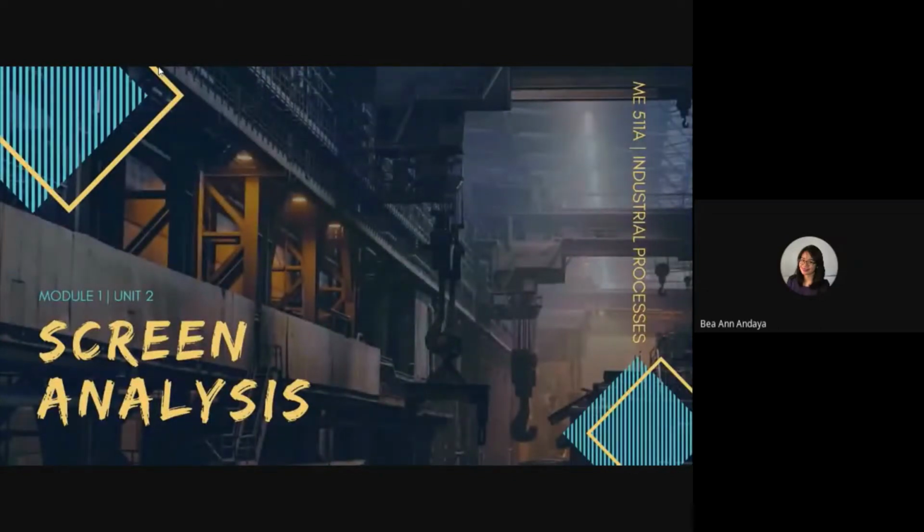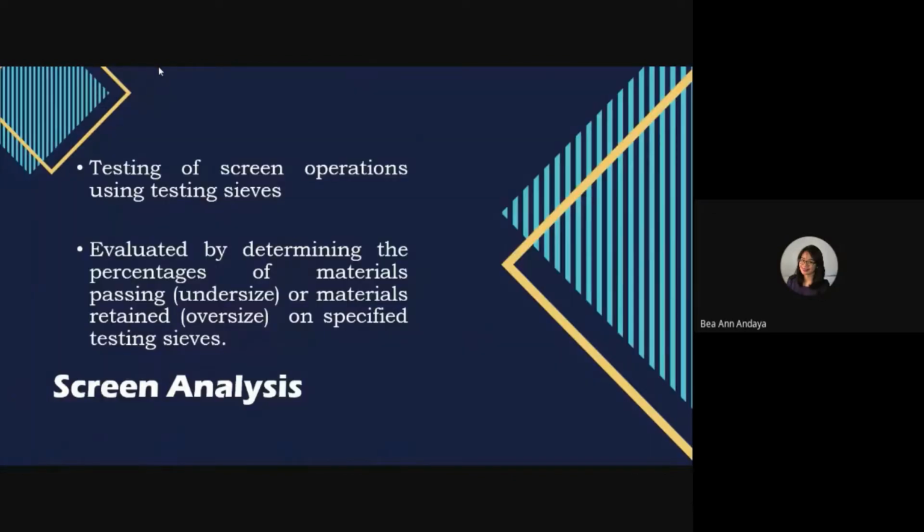Now, we begin with the screen analysis. Sabi nga nila, ang screen analysis daw ay isa sa mga pinakamagandang paraan para i-evaluate ang screening operation. So, dito natin makikita kung gaano ka-efficient ang screening process, kung gaano ka-effective ang ating mga screen. So the testing of screening operations are making use of what we call the testing sieves. So i-discuss natin mamaya kung ano ba or paano ba gumagana ang mga testing sieves na ito.